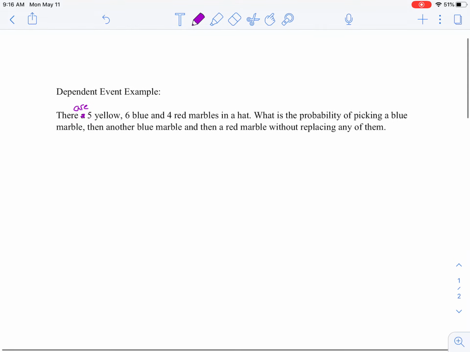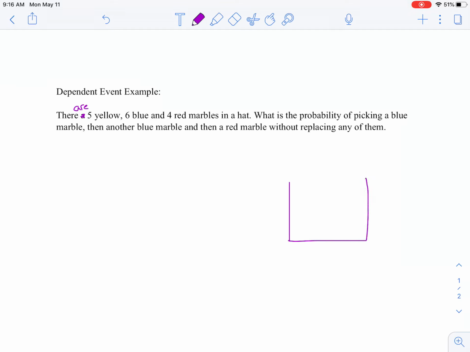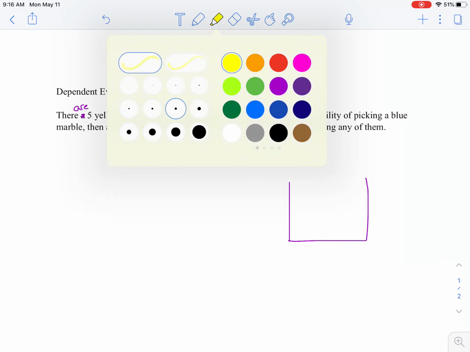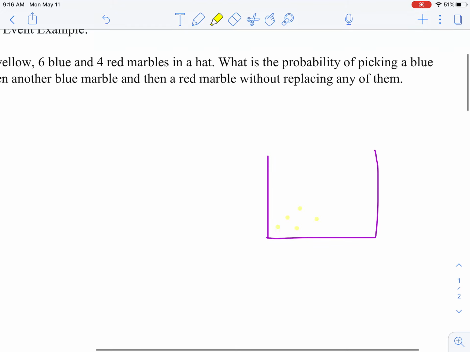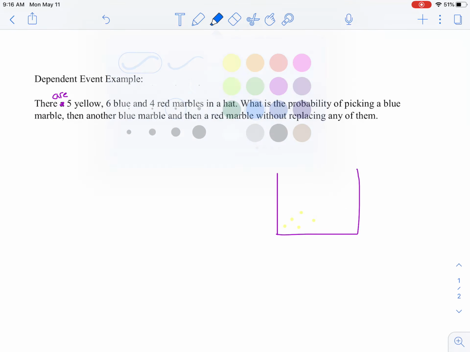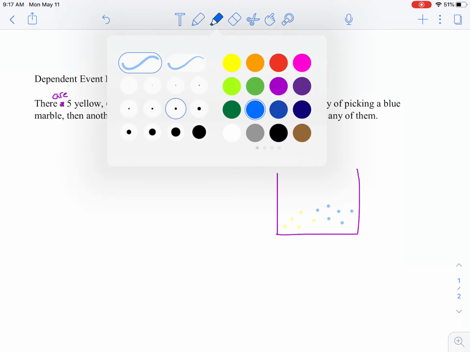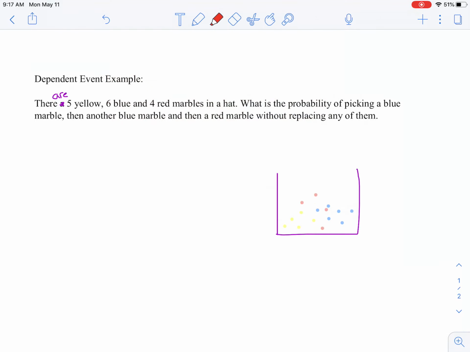Okay, so imagine you have your little hat or whatever bucket we're going to have. In that bucket, you have some yellow marbles, 5 of those, then we have some blue, 6 of those, and then we have some reds. Well, the first one's pretty easy.